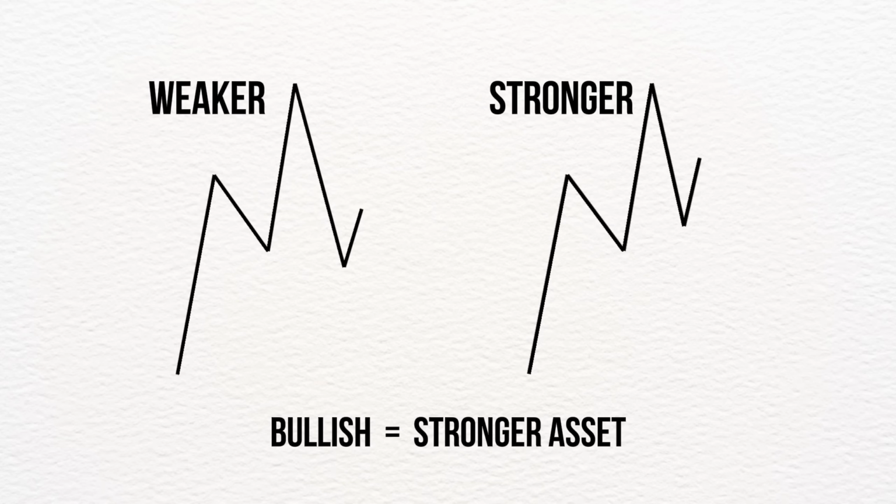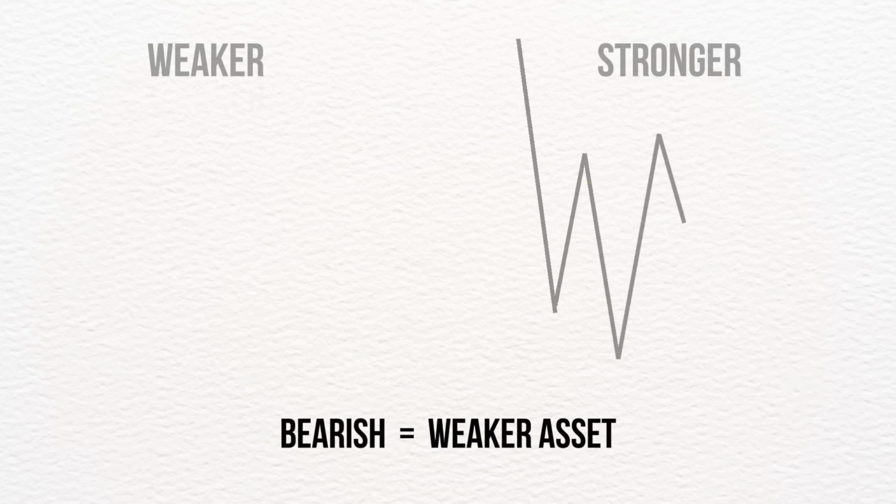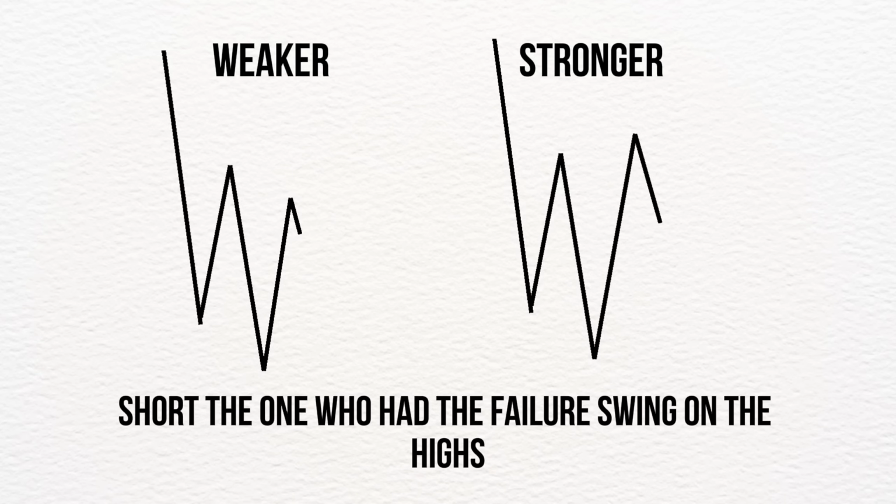So if we're bullish, we want to trade the stronger asset. We want to trade the one that made the failure swings on the lows. If we're bearish, we want to trade the weaker asset, and we want to short the one that had the failure swing on the highs.